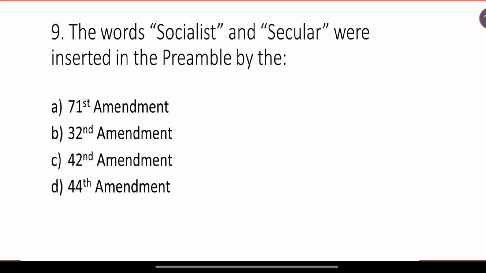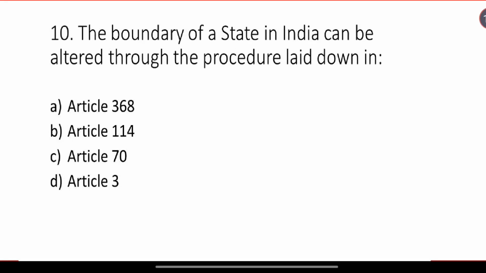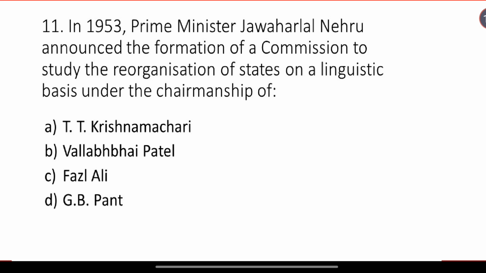Ninth question. The words socialist and secular were inserted in the Preamble by which Amendment Act? The 42nd Amendment Act. The boundary of a state in India can be altered through the procedure laid down in which article? Article 3. In 1953, Prime Minister Jawaharlal Nehru announced the formation of a commission to study the reorganization of states on a linguistic basis, under the chairmanship of Fazal Ali.